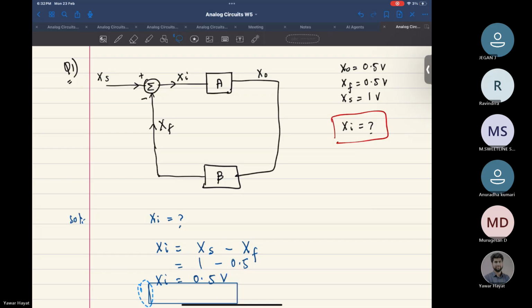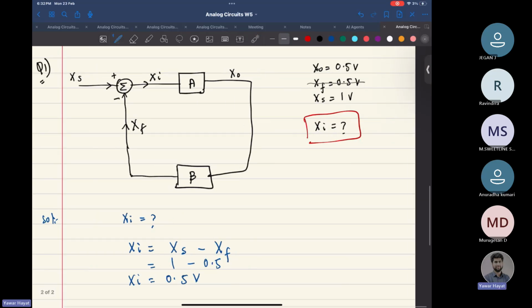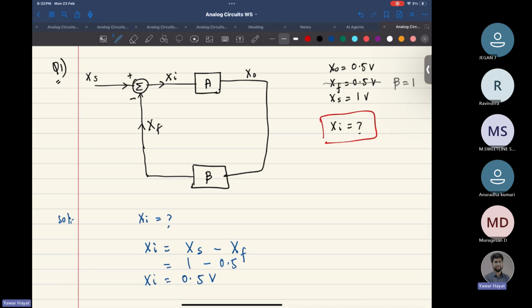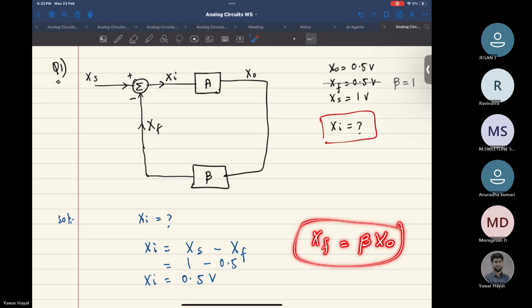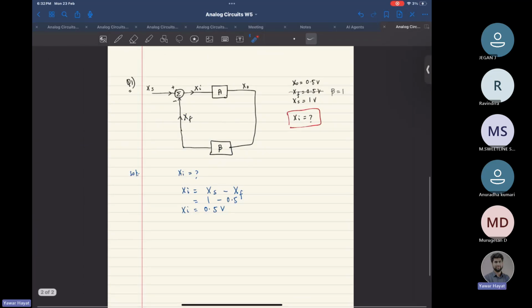Is it clear? No need of considering beta. Why would we consider beta? If this XF would not have been given. In other words, let's say I did not give you this one. I told that instead your beta is 1. Then you would multiply this X naught by beta, which is again 0.5, and then you would subtract this 0.5 here. Your XF is nothing but your beta times X naught. Okay, I guess this was a simple problem.